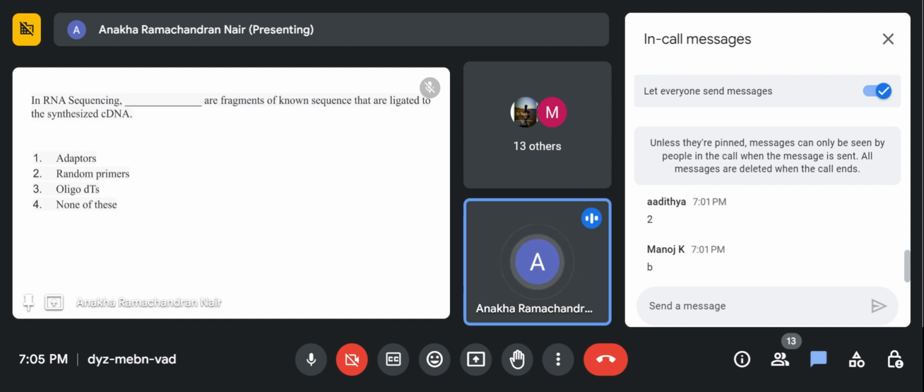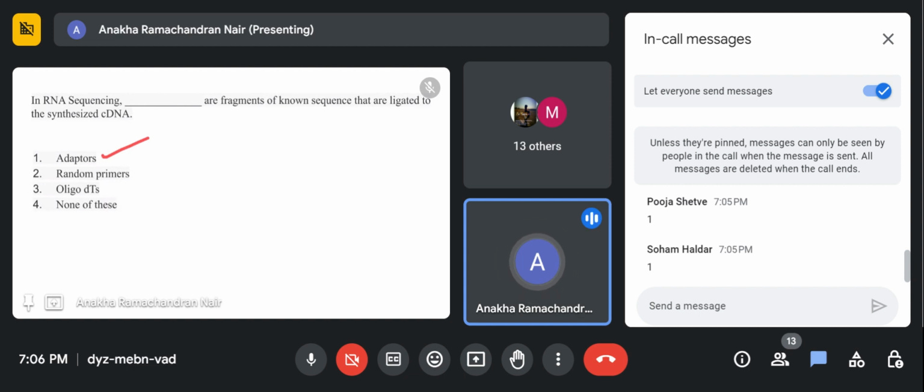So, what do you think the correct answer is? Option 1, yes. Alright. So, majority of people are saying it's option 1. Yes. So, option 1 is in fact the correct answer.